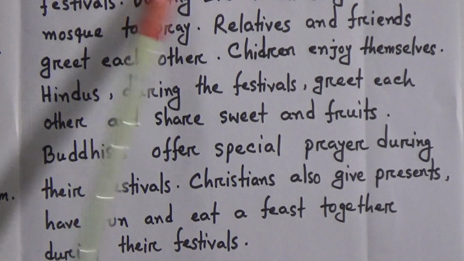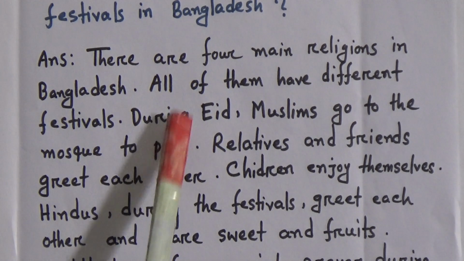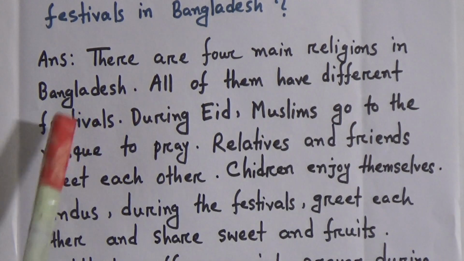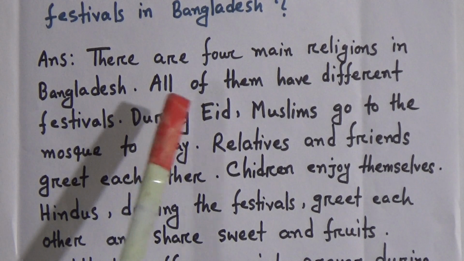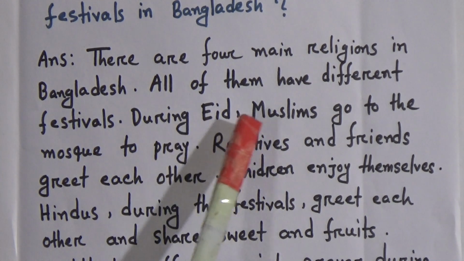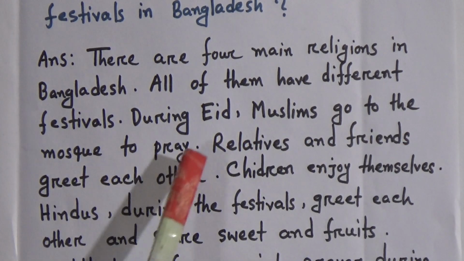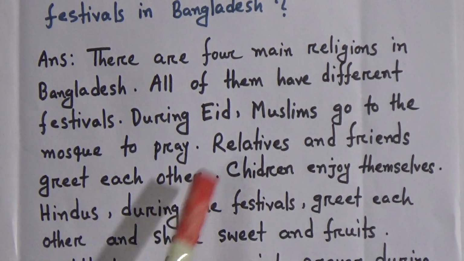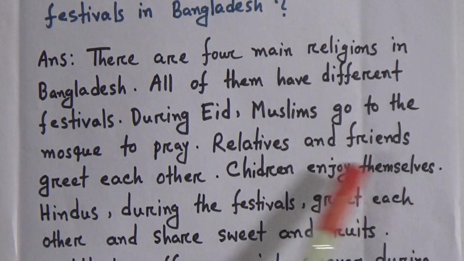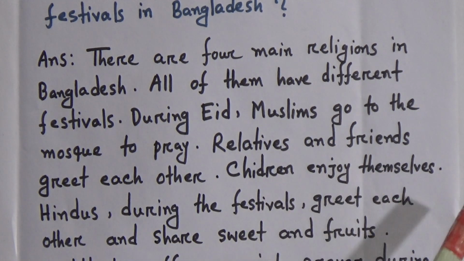Student, we know that we have 4 main religions in Bangladesh, and besides these religions, there are some ethnic groups too. All of them have different festivals, and student, you know that different ethnic groups have their own festivals too. During Eid, Muslims go to the mosque to pray. Eid is the greatest festival of Muslims. Relatives and friends greet each other. That means we invite relatives and friends in these occasions, and they come. We welcome each other. Children enjoy themselves. Children also enjoy these festivals with their friends.